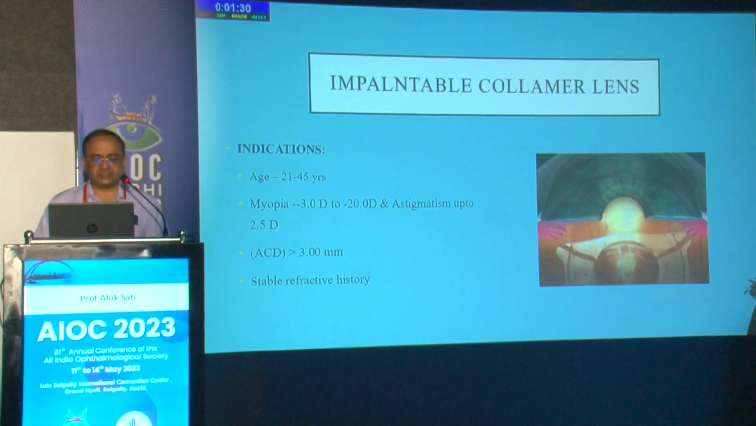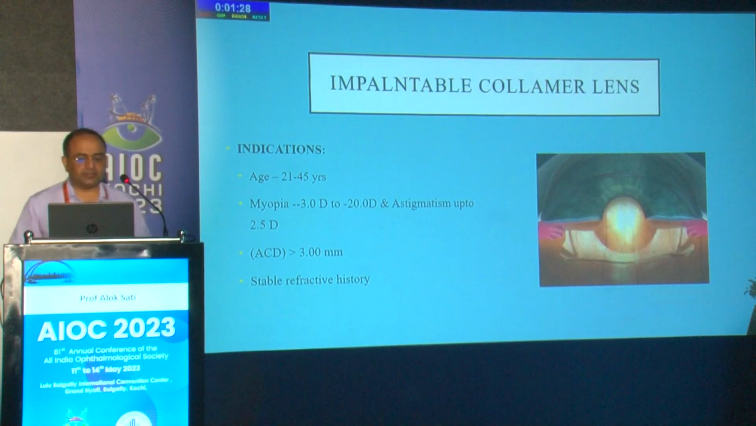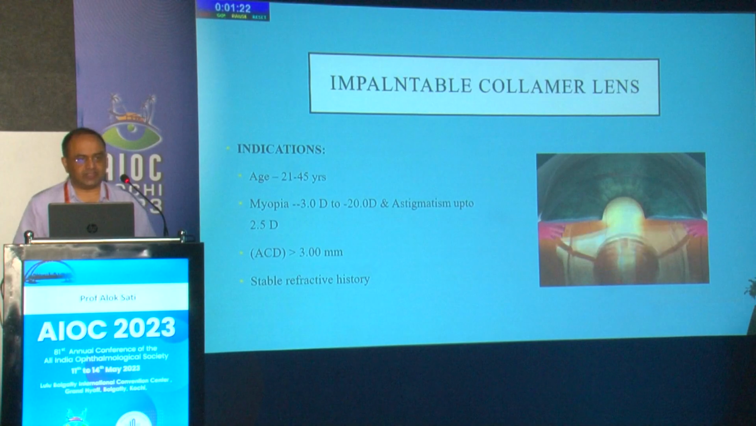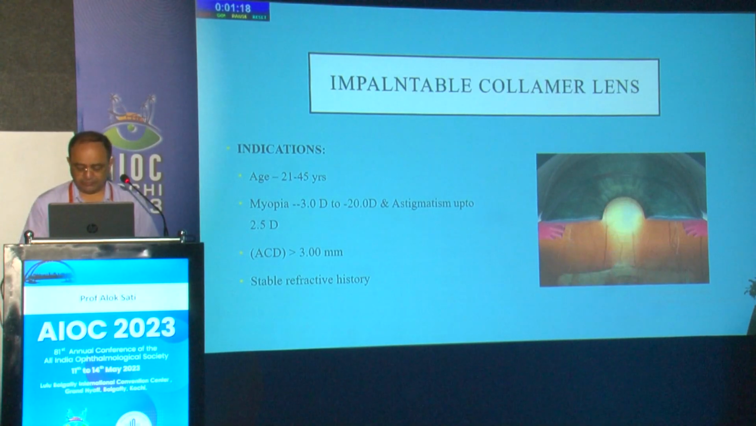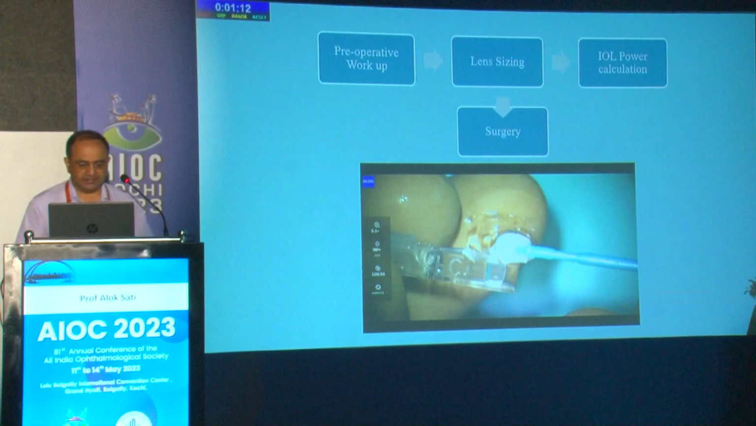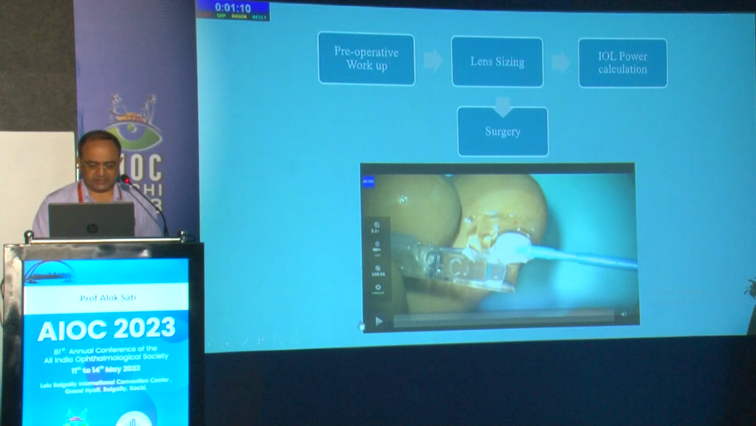Now, the other procedure that we do at our center is implantable Collamer lens, where we normally do it, though we can do it even in the patients who are indicated for the SMILE, but normally we resort to it for those patients who are not fit for the SMILE. And we have a very strict preoperative protocol like the SMILE, and the procedure is this.